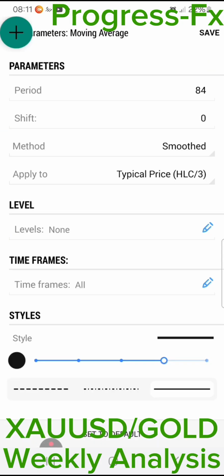And the third, most of the time I use a 34 moving average, but what you are seeing right now is the 84 moving average. They all have what they do for me, so you choose the one you want and check if it tallies with your own trading system. I use it basically when I want to indicate some certain things in the market. The method is smooth, applied to typical price HLC3. You can choose the color of your choice.